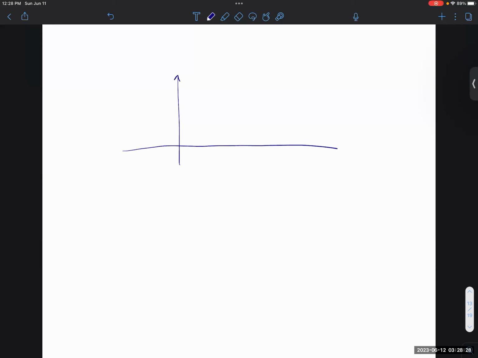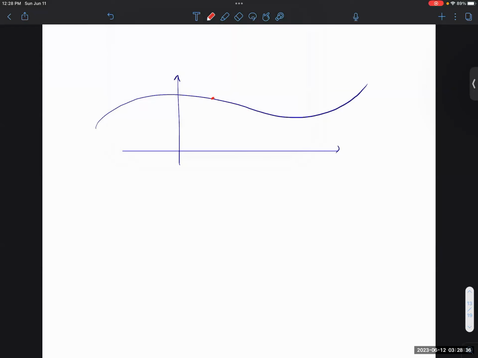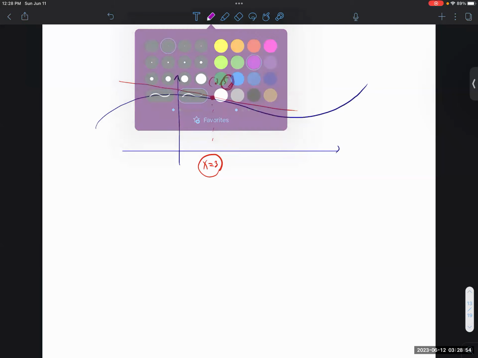Let's say I have a function. I'm going to draw it this way. Let's say this is your tangent line, touching exactly at this moment, at, let's say, the point 3, 5. When you have x equal to 3, you can estimate the outcome 100%, because it's going to be 5.